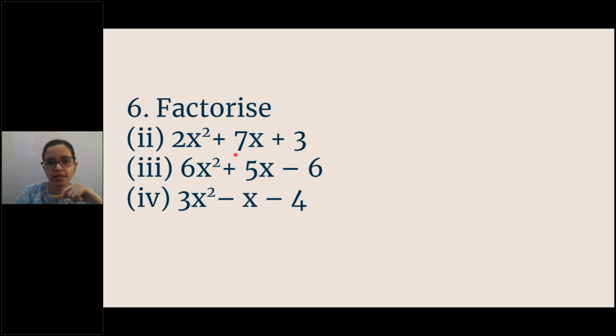1 into 6 and 2 into 3. So which of these will give 7? 2 and 3 will give you 5 if you add, and if you subtract, it will give you 1, correct? So 7 you will get with 6 and 1. So you do plus 6 minus 1, and then you take the common factor out, you will get the answer.